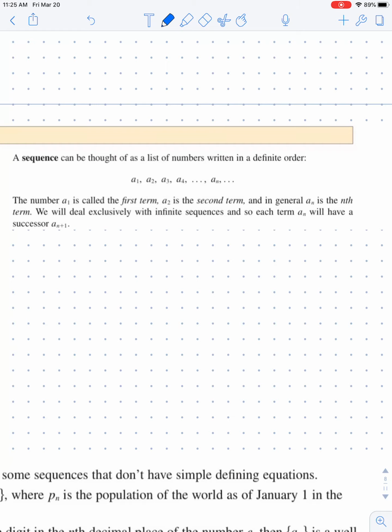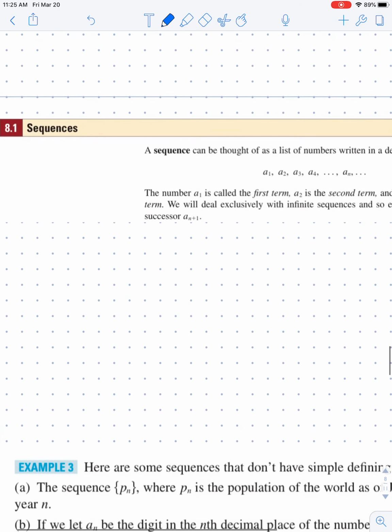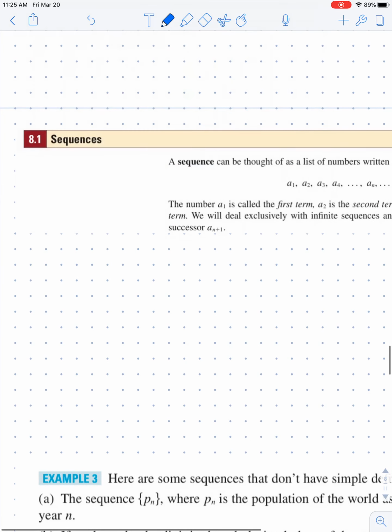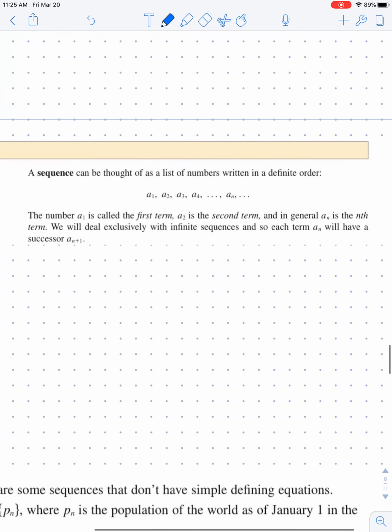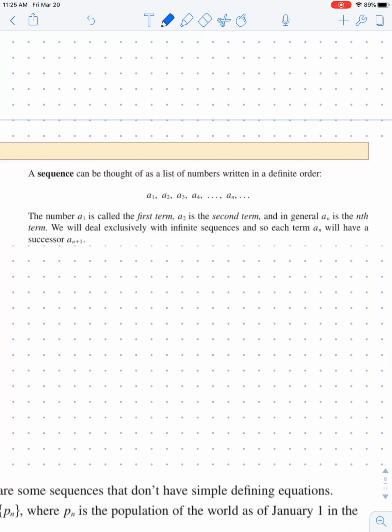So we're going to begin in chapter 8. We're right up here in section 8.1 of our textbook, and we're going to be learning about something called a sequence. In this video, I want to just explain what a sequence is, give some examples of sequences, and talk about some of the things we could want to do with them.